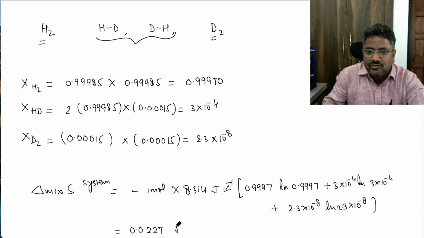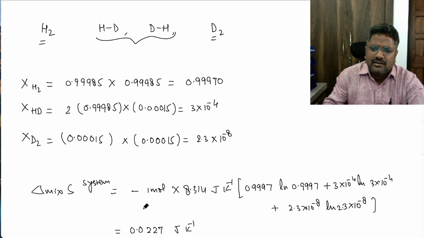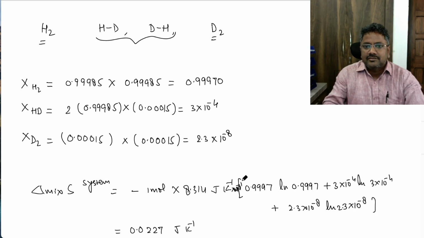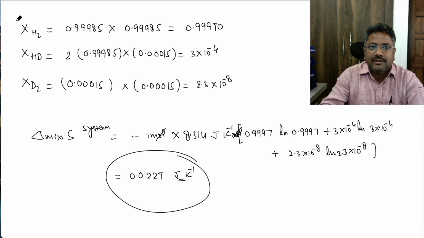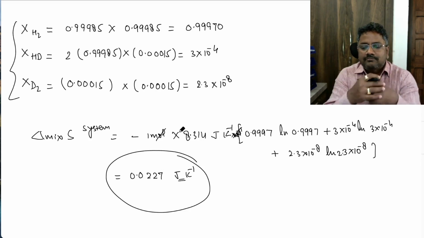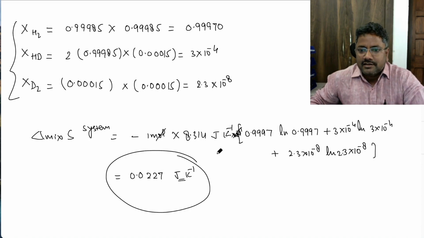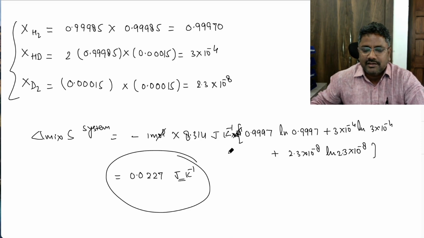right, joules per Kelvin, and you can write per mole, because we have taken here 1 mole. So joules per Kelvin per mole, right? So this is cancelled. So joules per Kelvin, right? So this is the entropy change in the formation of these molecules from the atoms hydrogen and deuterium, right? So these are the different questions which can be asked to you, and I have given you some idea how to solve all these questions.